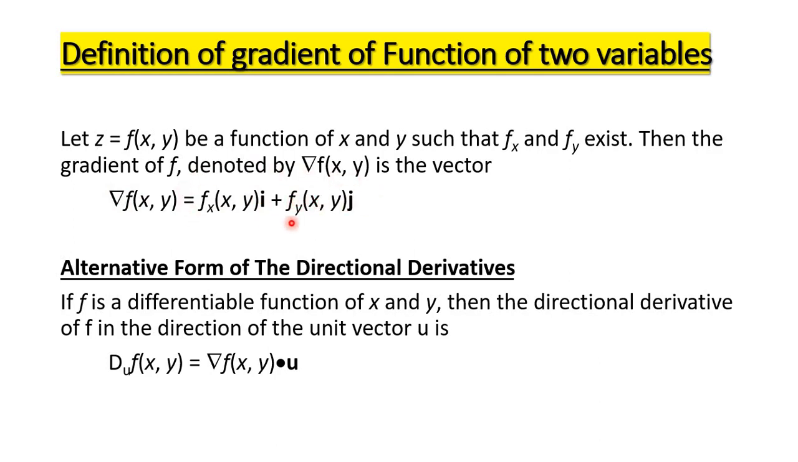Just now when we found the directional derivative, we used fx(x,y) i plus fy(x,y) j. This vector is actually called the gradient vector. So the alternative form of the directional derivative Du f(x,y) is the gradient vector dot the unit vector, where the gradient vector is fx(x,y) i plus fy(x,y) j.